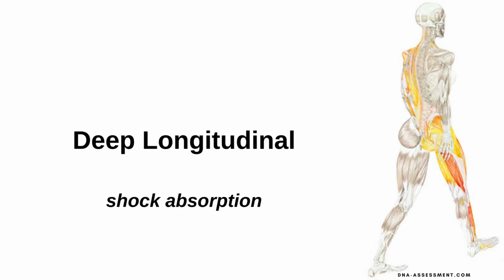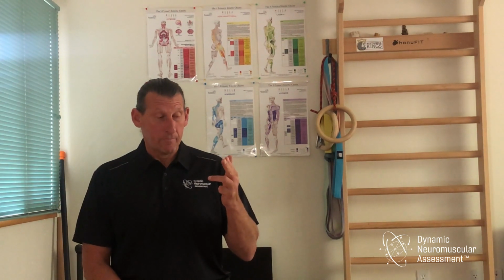The second kinetic chain is the deep longitudinal. This is related to the strike phase of the gait, or how we're responding to the combination of kinetic energy, the body moving, gravity, and ground engagement. This creates a wave joint by joint up the body.